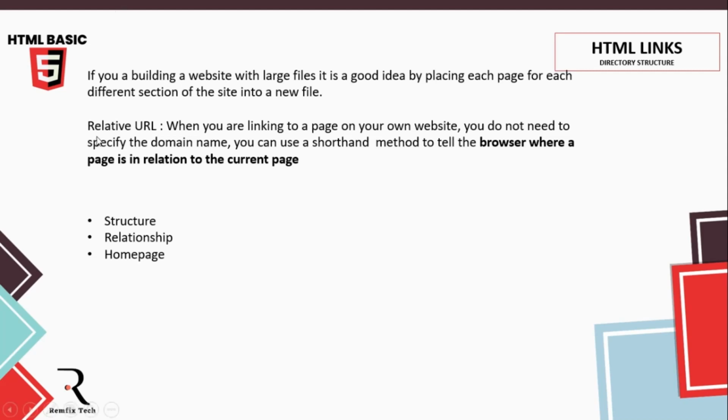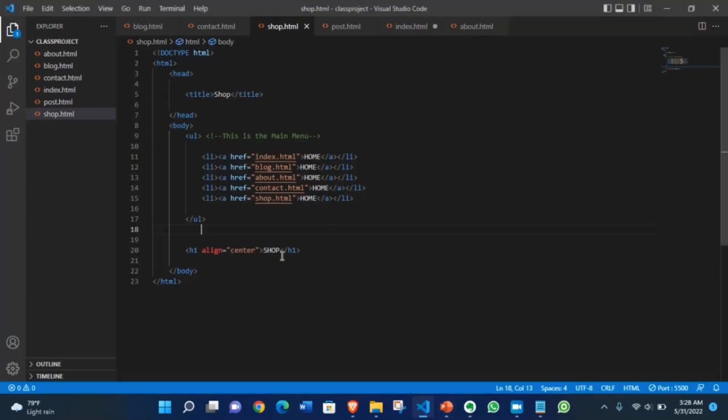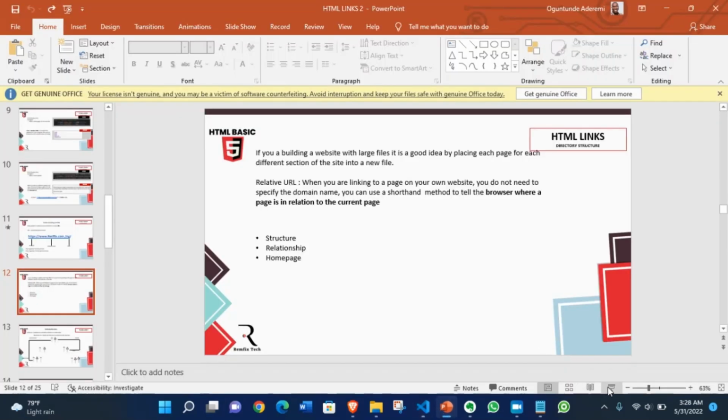So we said directory URL: when you are linking to a page on your website, you don't need to specify the domain name. You can use a shorthand method to tell the browser where the page is in relation to the current page. So if you see the example here, you observe the link that we have, the index, then blog. We use what we call a relative URL, right? So that's an example of a relative URL.